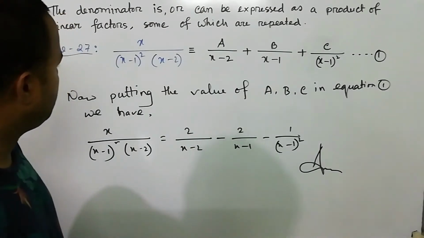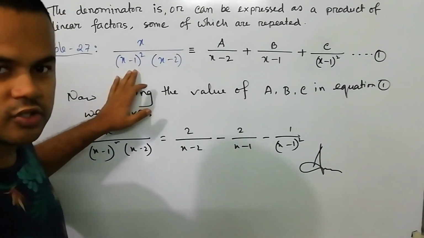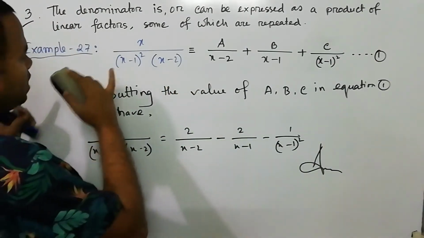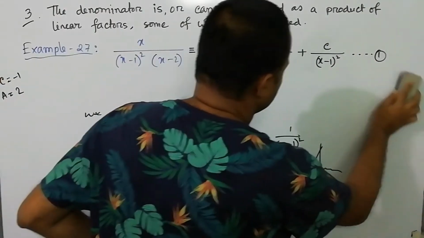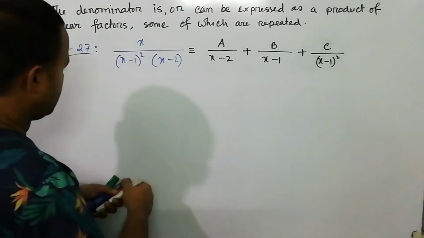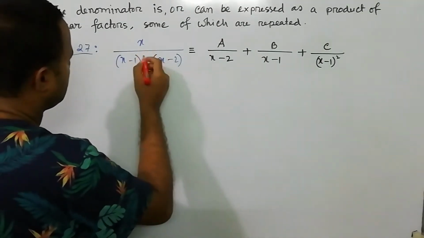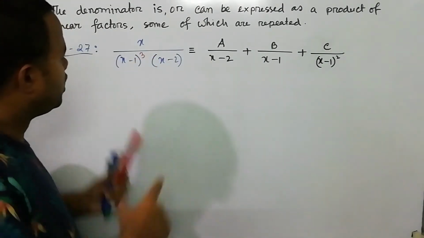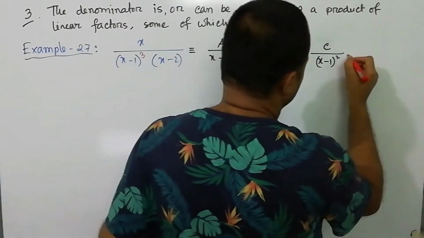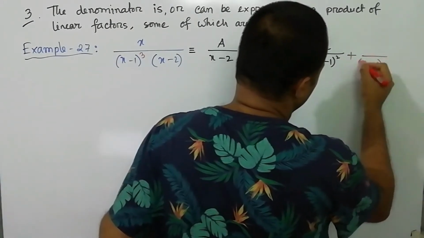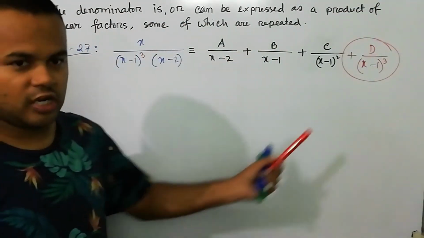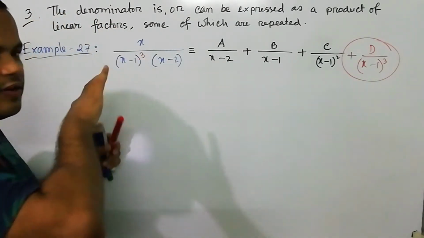Okay, here we have repeating factors. Now if we rearrange this, that is, if you are given a cube here, what should you do? You have to add another fraction, that is d by x minus 1 whole cube. You have to add that fraction extra. But if you have the power 4 here, then you have to add another one.